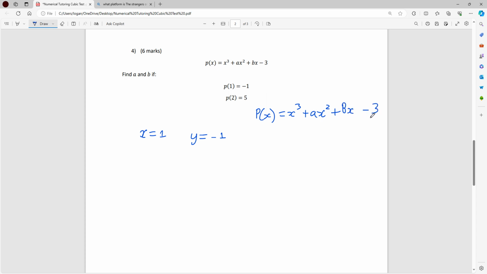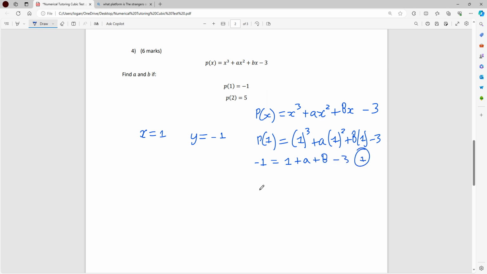I'm going to write mine as a capital B. Substitute x equals 1, so you get p of 1 gives you 1 cubed plus a times 1 squared plus b times 1 minus 3. So this left hand side is going to be negative 1, so negative 1 equals 1 plus a plus b minus 3. So this is equation 1.